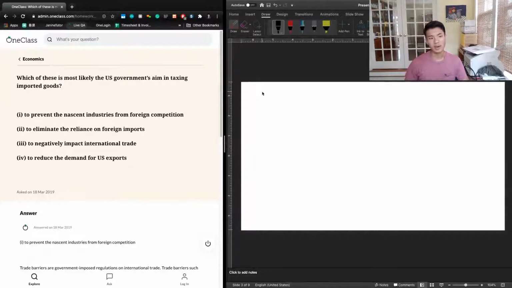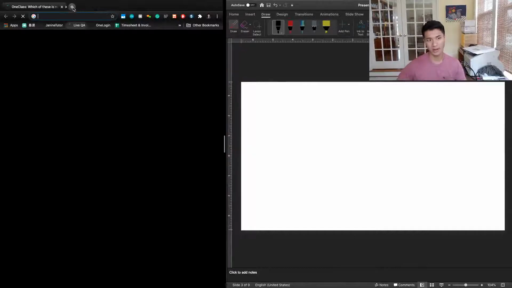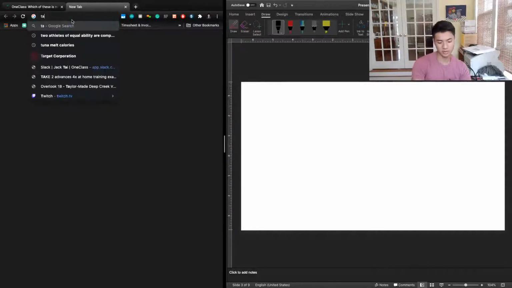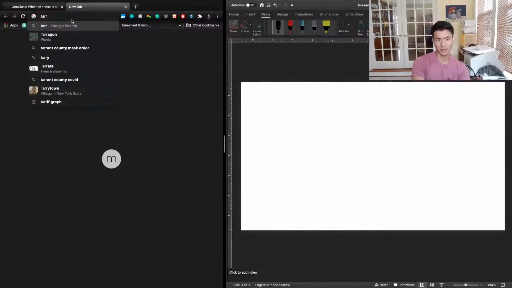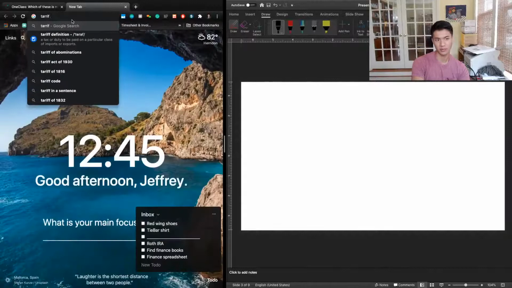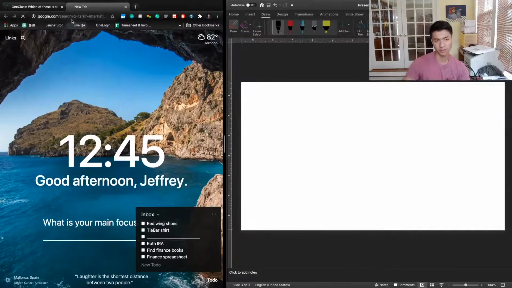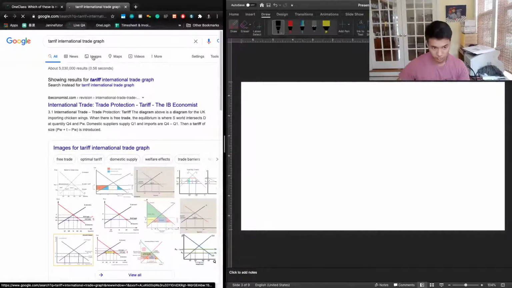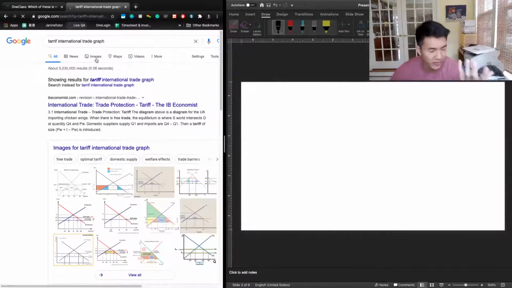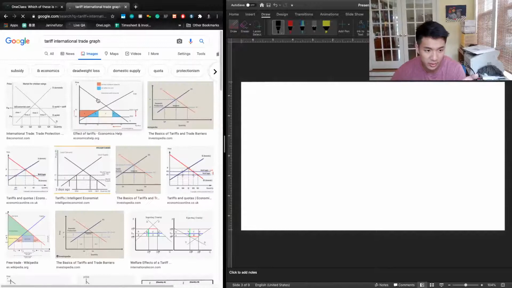When we have taxation on imported goods, what we call that is a tariff, right? We can look up what a tariff graph does. So, tariff, international trade graph. And this is not necessarily advanced, but there's a lot of things going on in this graph. This is a great example right here.